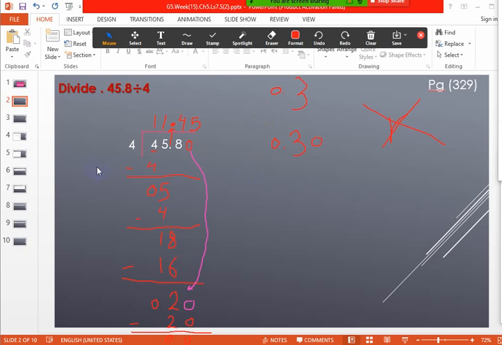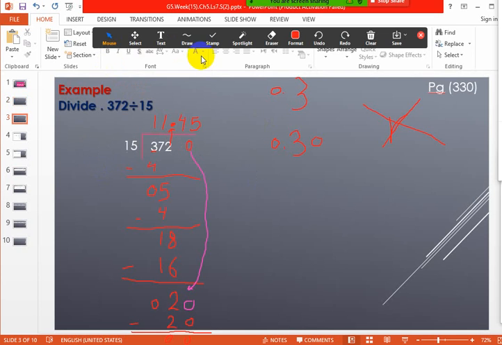Okay. Now let's continue to the next exercise, which is here on page 330. I want to divide 372 by 15. So I will erase those. Actually, there are 2 steps already written in your book, right? I think 1 step or 2 steps.